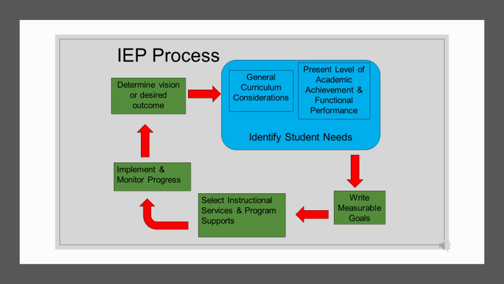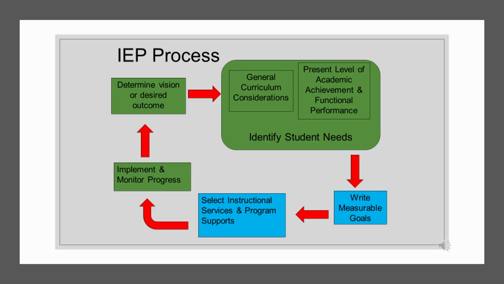Based on data collected through a variety of methods, records review, interview, observation, and testing, the team summarizes present levels of academic achievement and functional performance. This summary is referred to with the acronym PLAAFP or PLAFP.